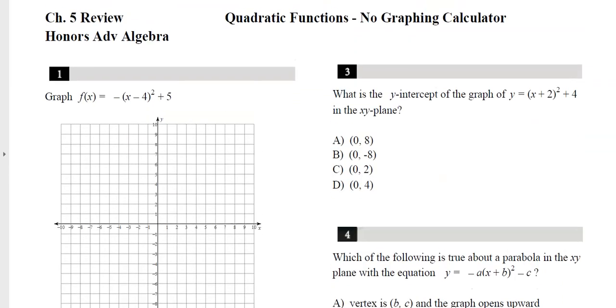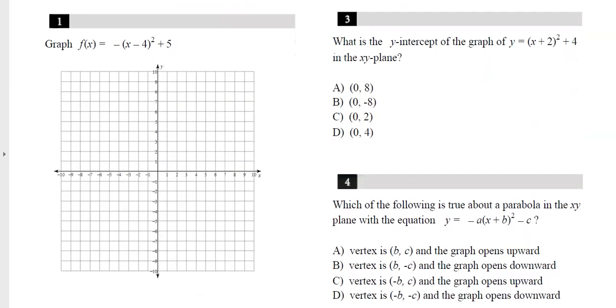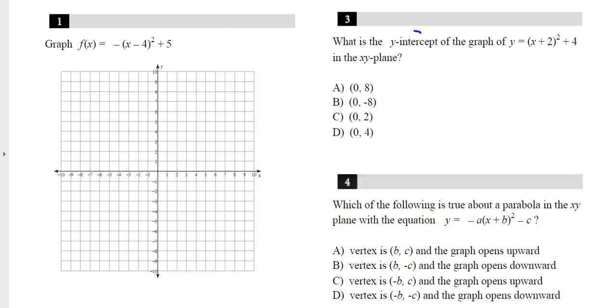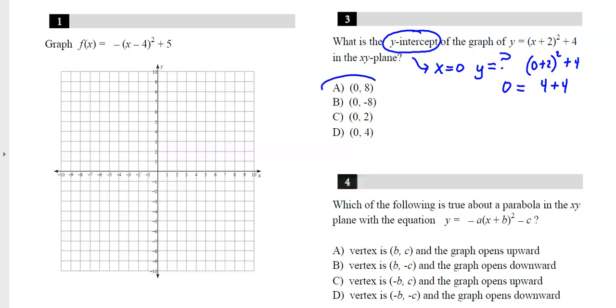Next problem, number 3. What is the y-intercept? All right, before I even look at the problem, as soon as I see somebody wants to know what the y-intercept is, I know that x equals 0. So basically they're saying, find y when x equals 0. So when I put 0 in over here, I'm going to get 0 plus 2 squared added to 4. So 0 plus 2 is 2. 2 squared is 4. 4 plus 4 is 8. So the correct answer here would be A.